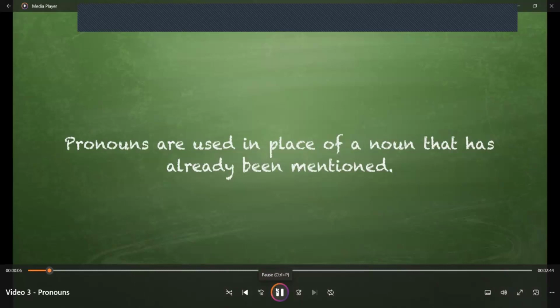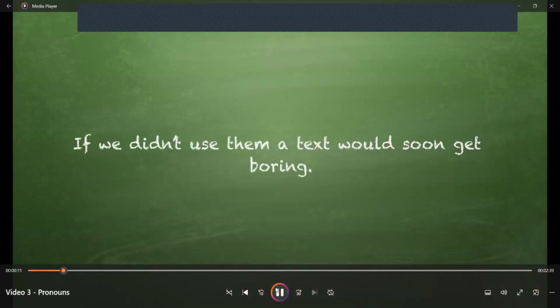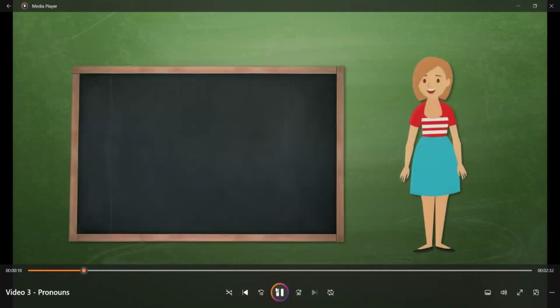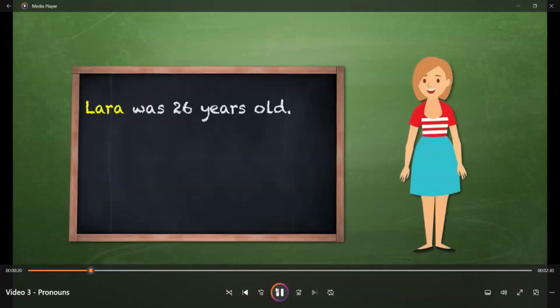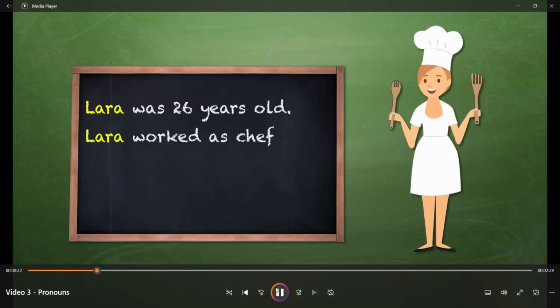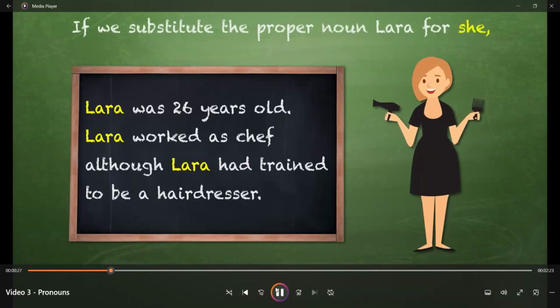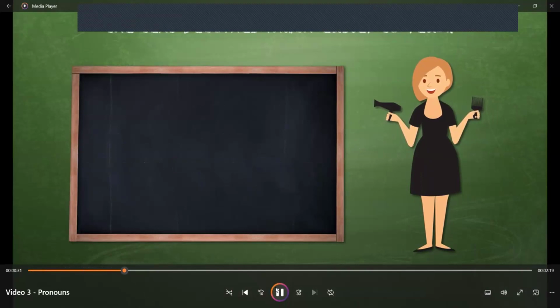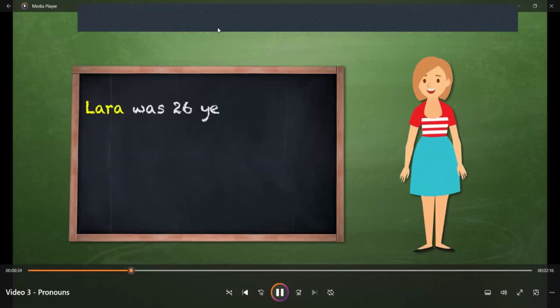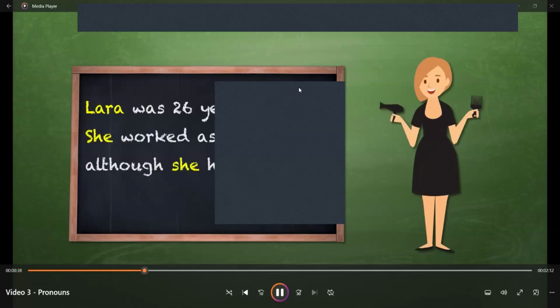Pronouns are used in place of a noun that has already been mentioned. If we didn't use them, a text would soon get boring. Example. Lara was 26 years old. Lara worked as a chef, although Lara had trained to be a hairdresser. If we substitute the proper noun Lara for she, the text becomes much easier to read. Lara was 26 years old. She worked as a chef, although she had trained to be a hairdresser.